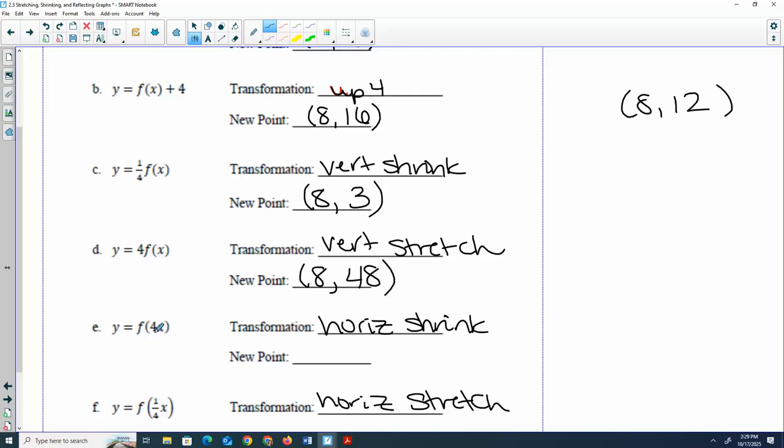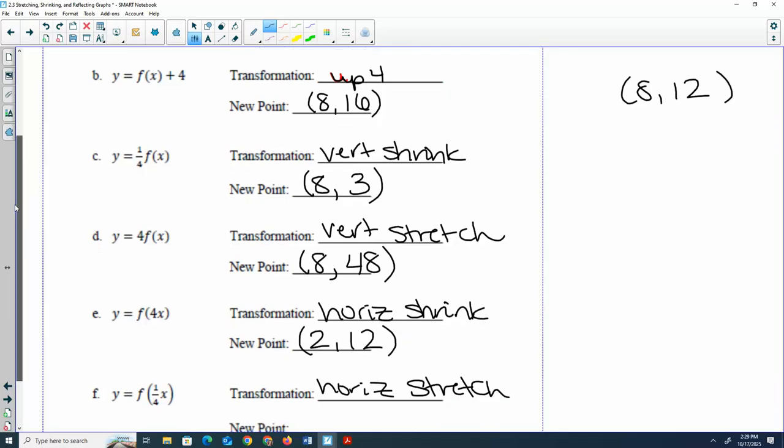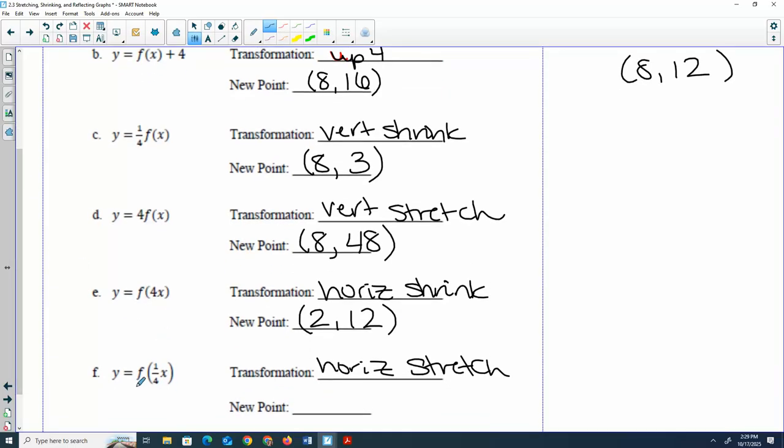C, inside is x, it does the opposite. What is the opposite of multiplying by 4? Dividing by 4. So I'm going to take my x divided by 4. So we get 2, 12. D, inside x does the opposite. So the opposite of multiplying by 1/4 will be multiplying by 4. So the point becomes 32, 12.